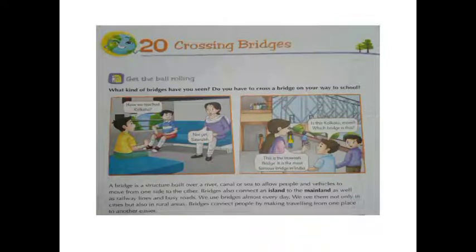A bridge is a structure built over a river, canal or sea to allow people and vehicles to move from one side to the other. Bridges also connect an island to the mainland as well as railway lines and busy roads. We use bridges almost every day. We see them not only in cities but also in rural areas. Bridges connect people by making traveling from one place to another easier.